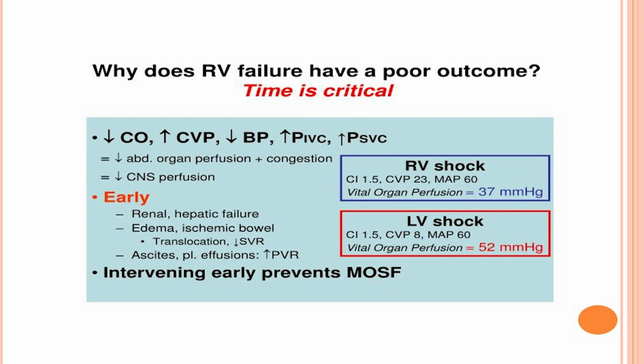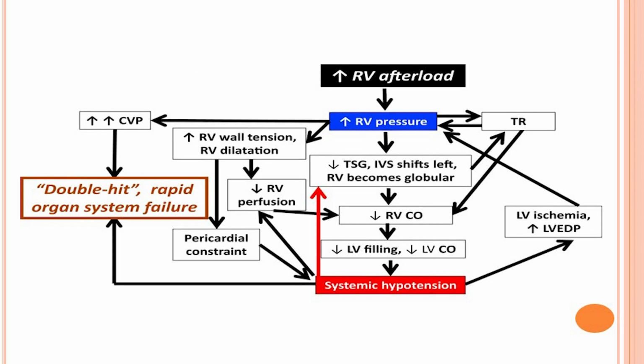And the pathophysiology, as already explained in the first lecture on cardiogenic shock, is again very important to go through, to see the main components which lead to RV dysfunction. So in RV dysfunction, there is an acute increase in the right ventricular afterload, which causes an increase in the right ventricular pressure, which causes a decrease in the transseptal gradient.